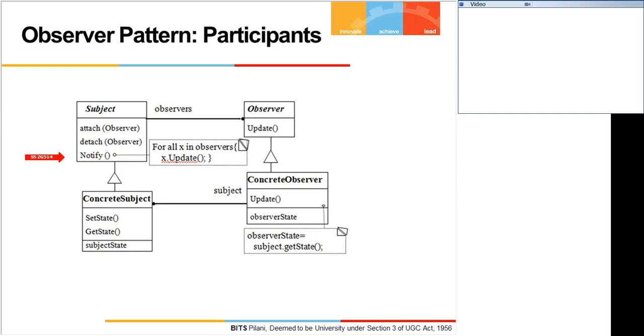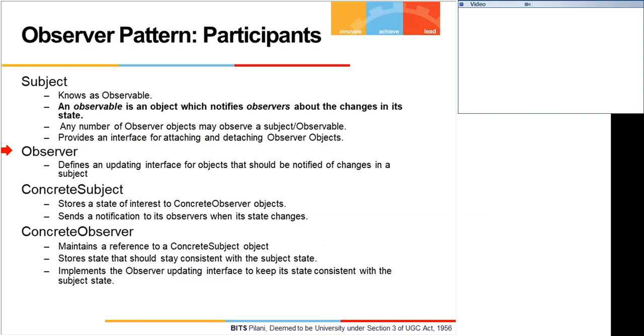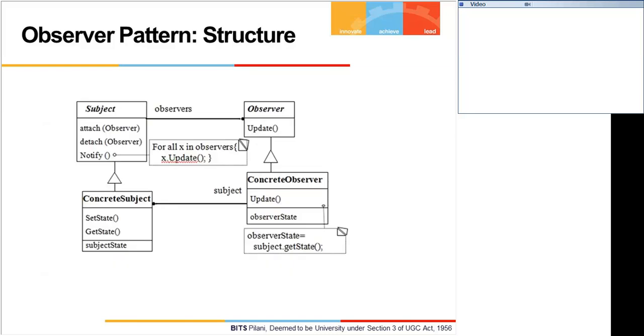Okay. The next participant is the observer, which is also an interface. It defines an updating interface for objects that should be notified of changes in a subject. So this has an update method, right? Then my concrete subject implements the subject interface. It stores a state of interest to concrete observers, right? So whatever is the state which the observers are monitoring, this is stored in my concrete subject. Additionally, it sends a notification to its observers when its state changes. So it has an implementation for the other methods that are there, right?